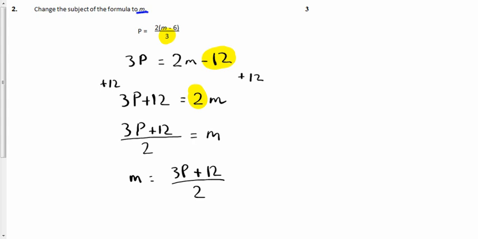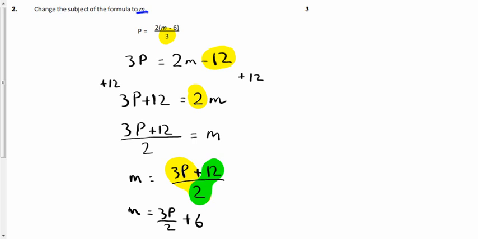Now that does look slightly different from before, but if you were wanting to write this as 2 separate fractions, you could look at 3p divided by 2, well that won't simplify, 3p over 2, and then looking at the second part there, plus 12 over 2, well that would give me plus 6, which was the same solution as we had the first method.